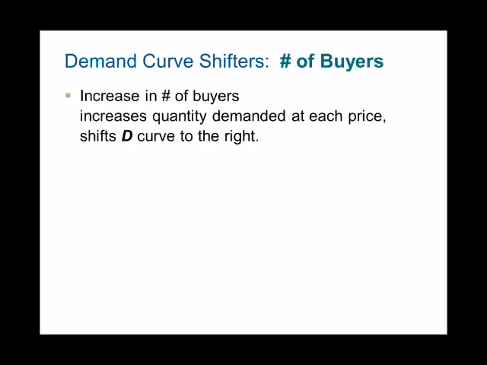So let's look at that actually before I move to the next slide. What does that mean? If we draw it, let's see how. Price is up here, always on the vertical axis, quantity is always on the horizontal axis.